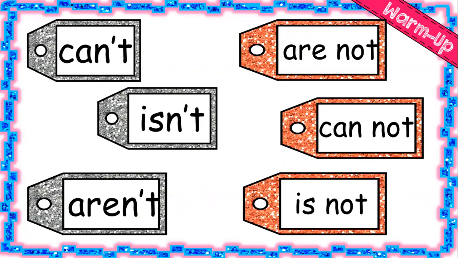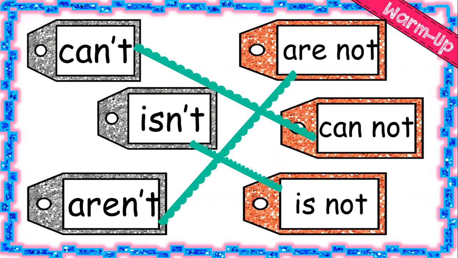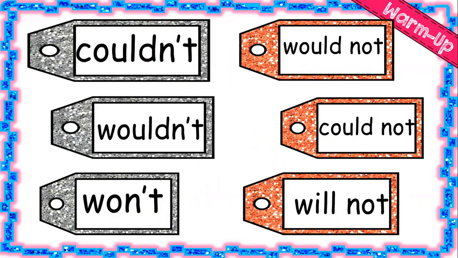Now let's match the word pairs to the correct contraction. Okay, so take a minute now and let's see if we can find where your matches are. Can't goes to cannot. Isn't goes to is not. And aren't goes to are not. Good job. Try these. Couldn't goes to could not. Wouldn't goes to would not. And won't goes to will not.